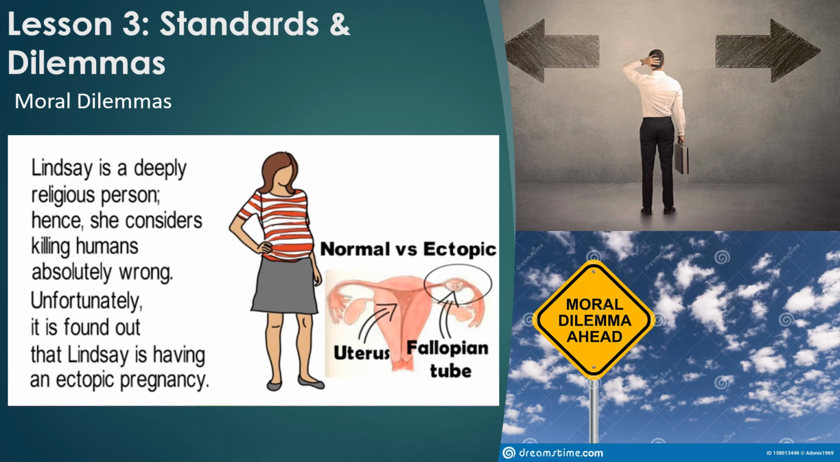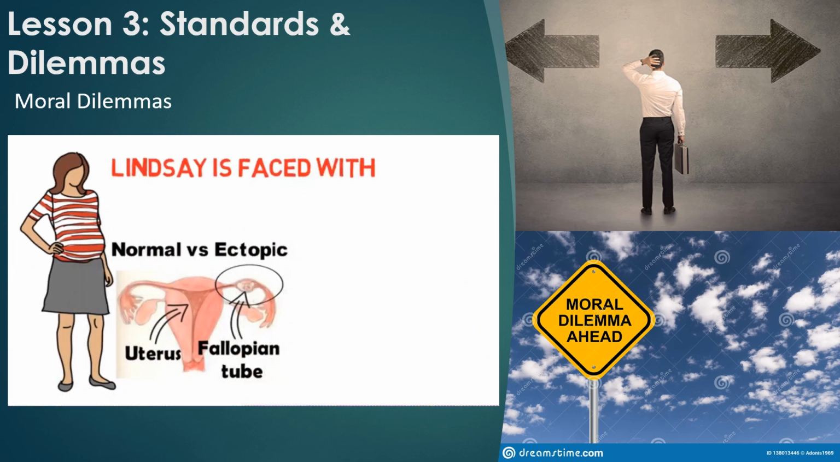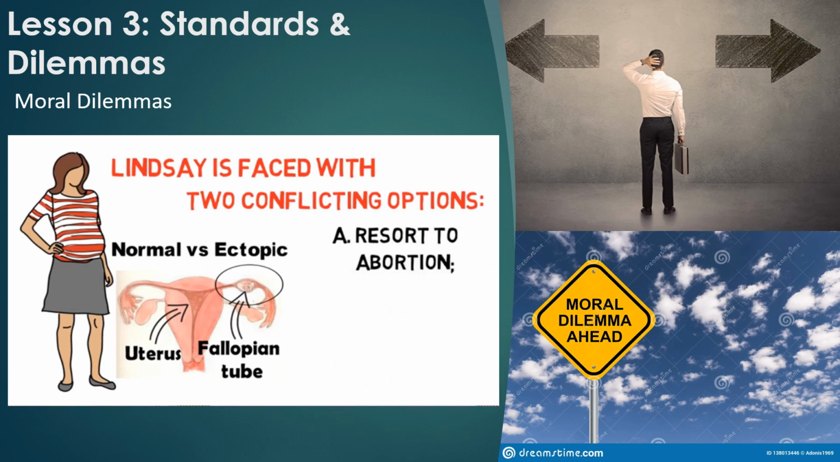According to experts, the best way to save Lindsay's life is to abort the fetus, which necessarily implies killing the fetus. If we do not abort the fetus, then Lindsay, as well as the fetus, will die. In this example of a moral dilemma, Lindsay is faced with two conflicting options. Namely, either she resorts to abortion, which will save her life, but at the same time jeopardizes her moral integrity, or does not resort to abortion but endangers her life as well as the fetus. Indeed, Lindsay is faced with a huge moral dilemma.